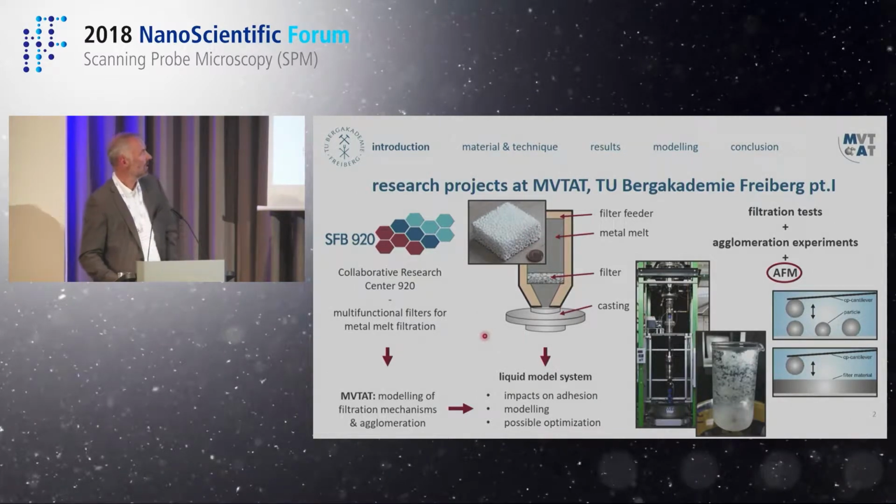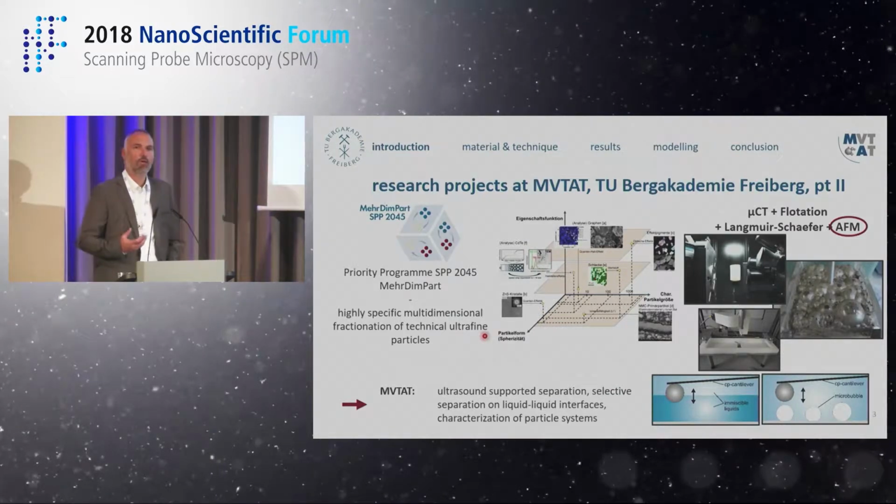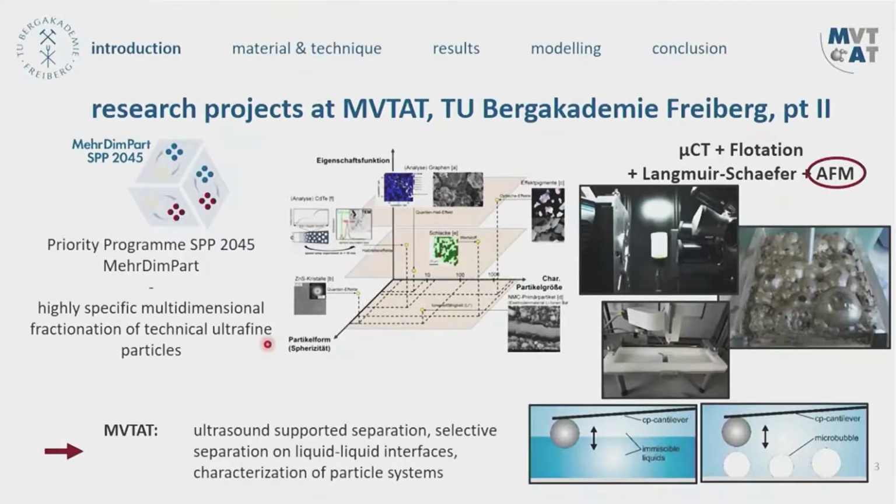There's one approach we're taking here, applying our AFM. The second thing is the priority program 2045, where we are looking for tailored particles, and tailored particles not only described by one property like size, but also by shape, by composition, by crystallinity, and this focuses on separating those particles from a mixture coming from production, to come to a specially defined particle system. And there we apply interfaces like we see here for flotation. This is a Langmuir trough, and both liquid-liquid interfaces as well as liquid-gas interfaces can be used for selective separation, because they act differently to shape, to size, to surface properties.